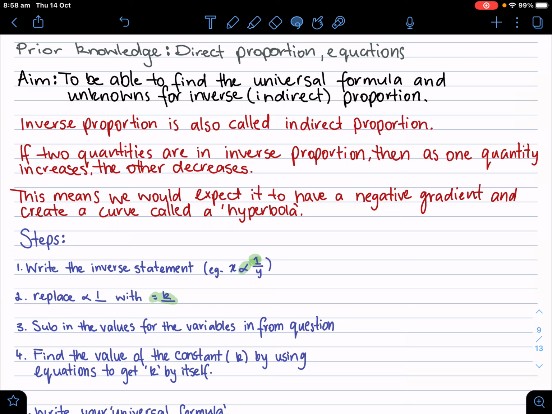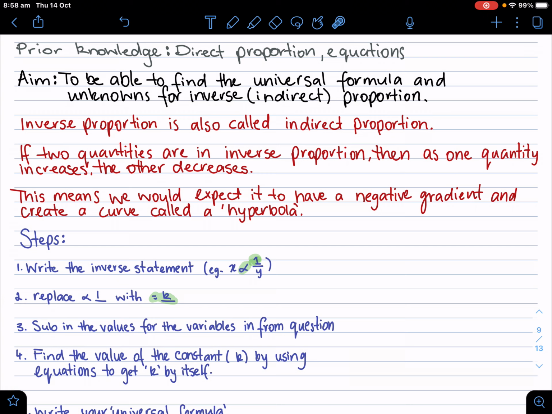Now, the aim of this video is for you to be able to find the universal formula and the unknowns for any inverse or indirect proportion. Now, why did I say inverse or indirect? Because they're the same thing. Some textbooks will call it inverse, some will call it indirect. Some worksheets will call it inverse, and some worksheets will call it indirect, but they are the same thing.